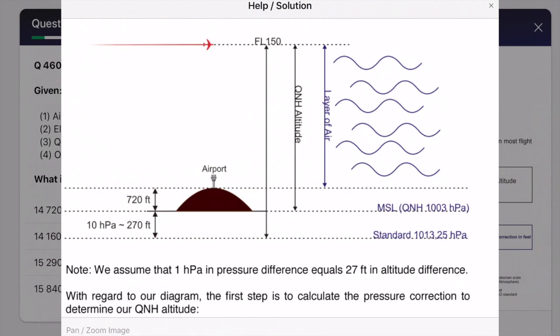In this case, we assume that 1 hectopascal in pressure difference equals 27 feet in altitude difference, just to get a very accurate result.